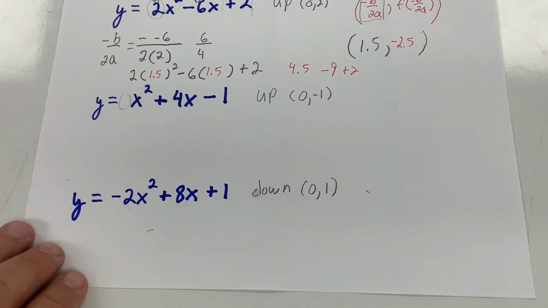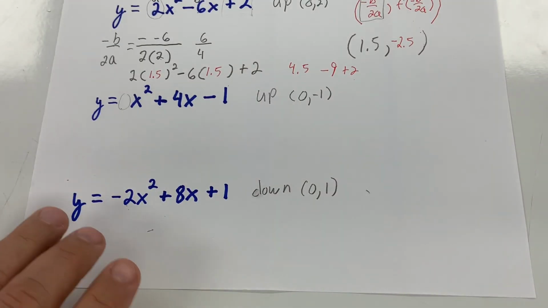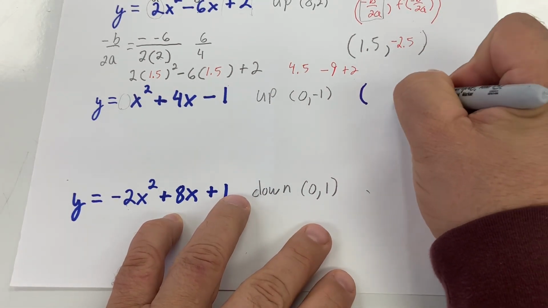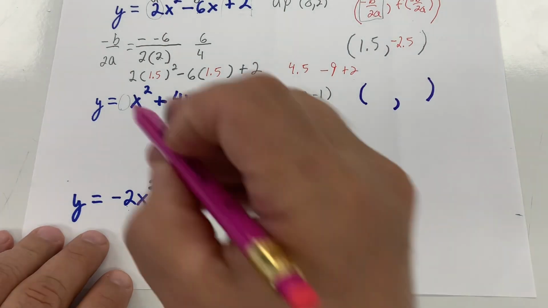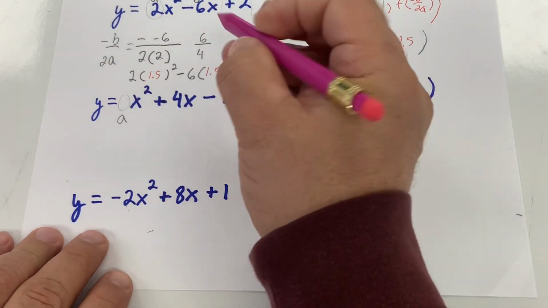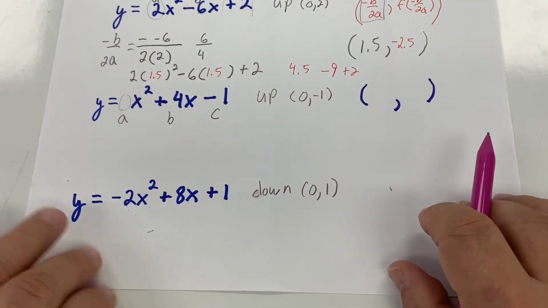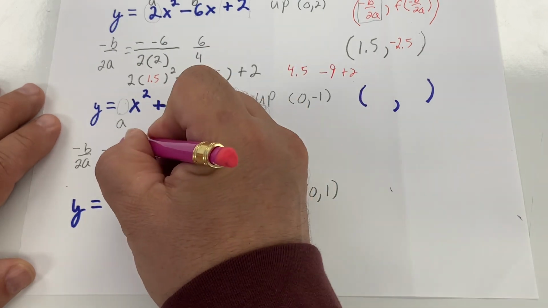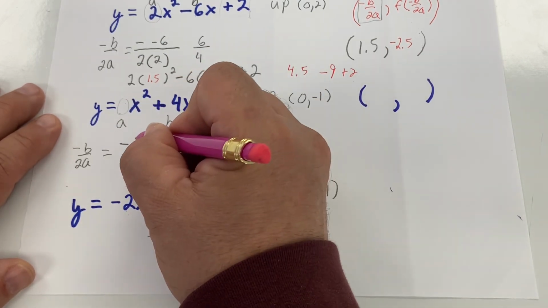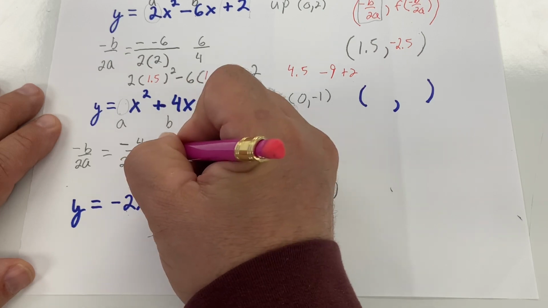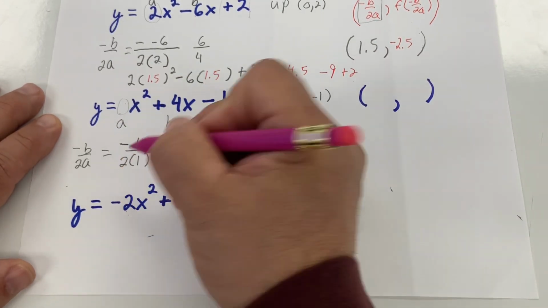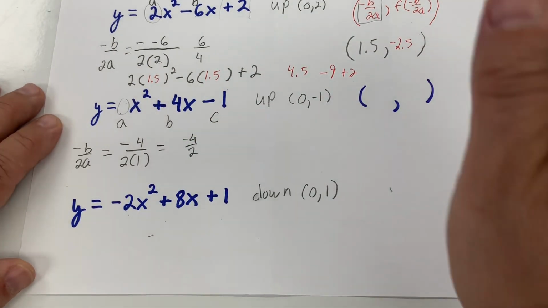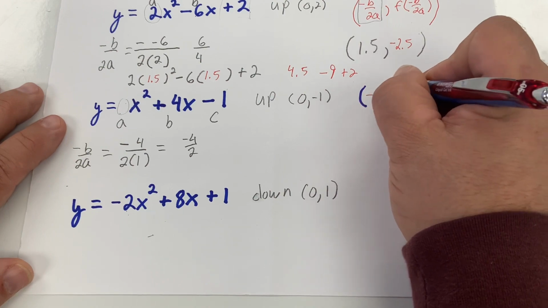For the next example, again, to find the x value of the vertex, I have to do negative b over 2a. So I'm looking for the vertex, and for this equation, a is 1, b is 4, and c is negative 1. So negative b over 2a is going to equal negative 4 over 2 times 1, which is negative 4 over 2. So my x value for my vertex is negative 4 divided by 2, which is negative 2.